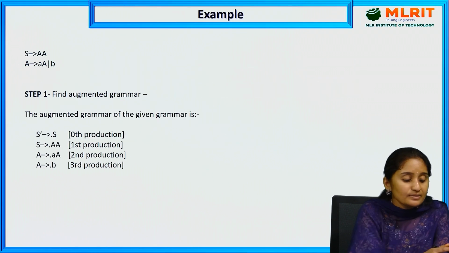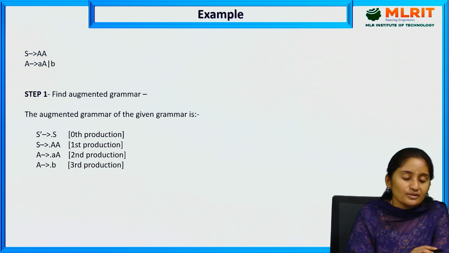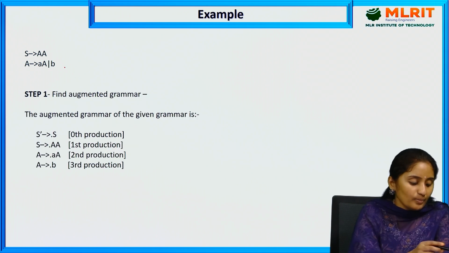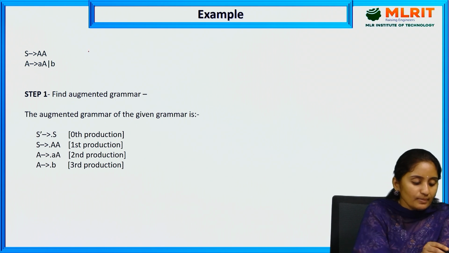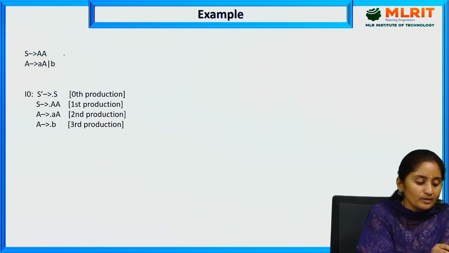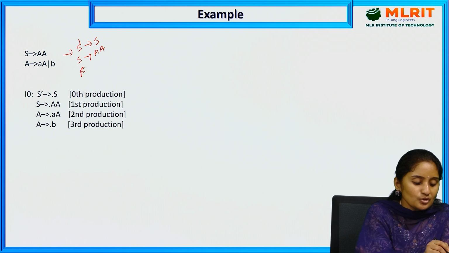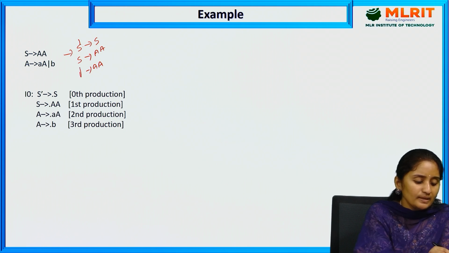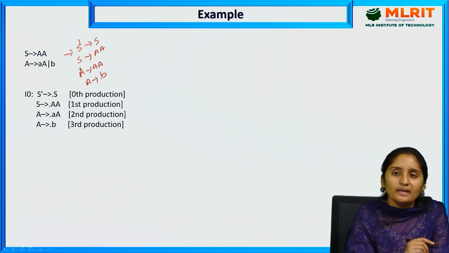Augmented grammar first. Here the productions are S tends to AA, A tends to aA or b. The augmented grammar is S' tends to S, S tends to AA, A tends to aA or b. I will write it with the dot, which will be easy for us: A tends to aA, A tends to b. So this is my augmented grammar.